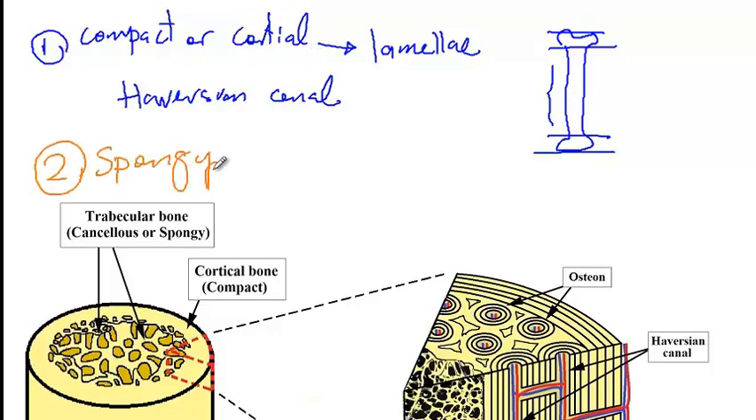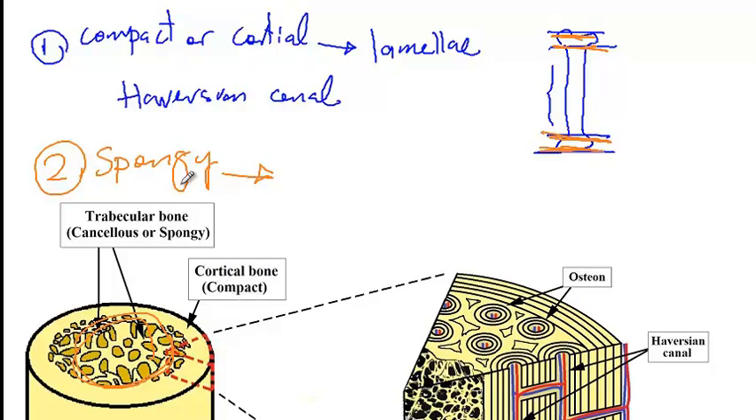So spongy bone, the other name for which is cancellous or trabecular bone, is mainly found in the epiphysis of long bones, in addition to the interior of all other bones. Here you can see in this example, the interior of this bone is made of trabecular or cancellous bone, while the exterior is made of cortical or compact bone.